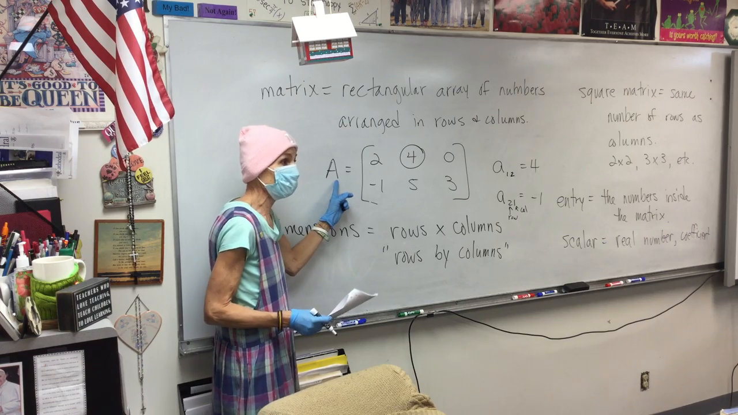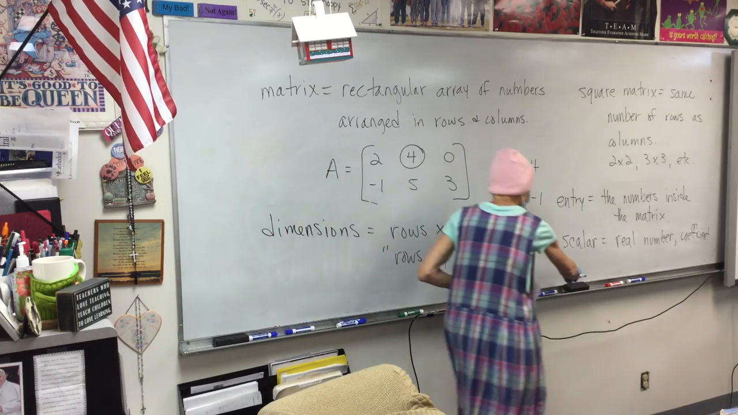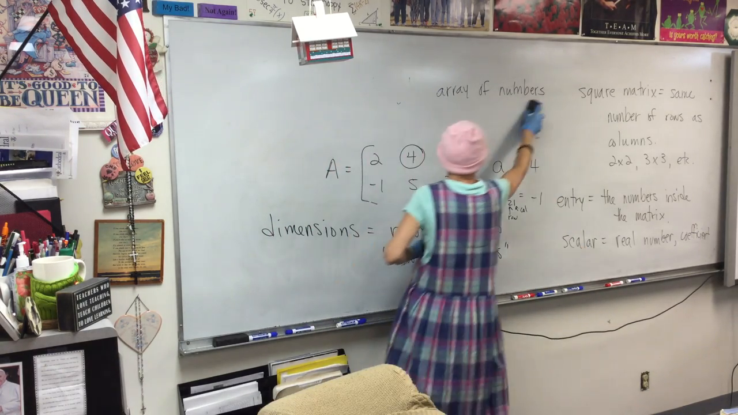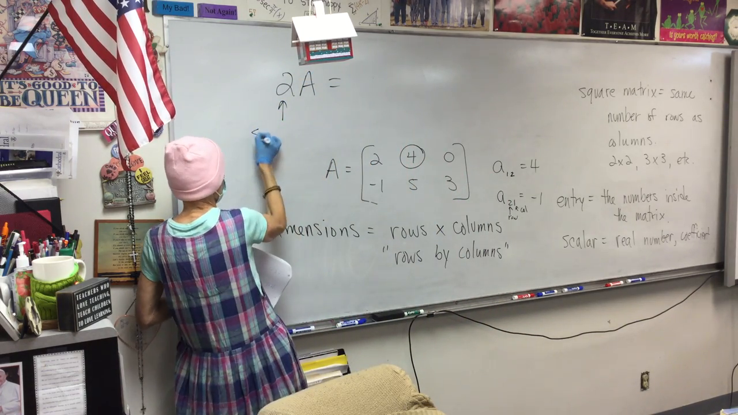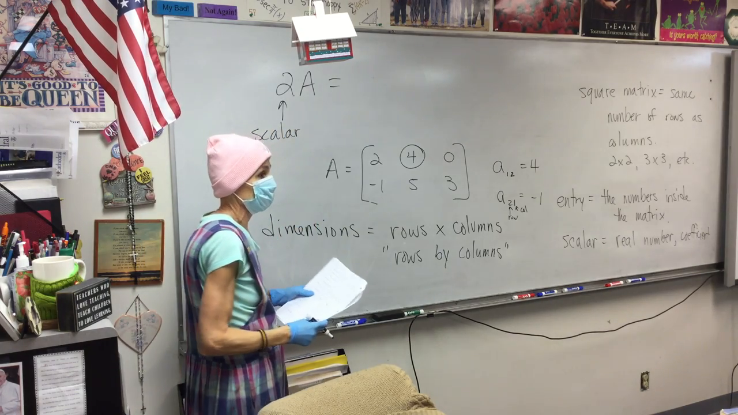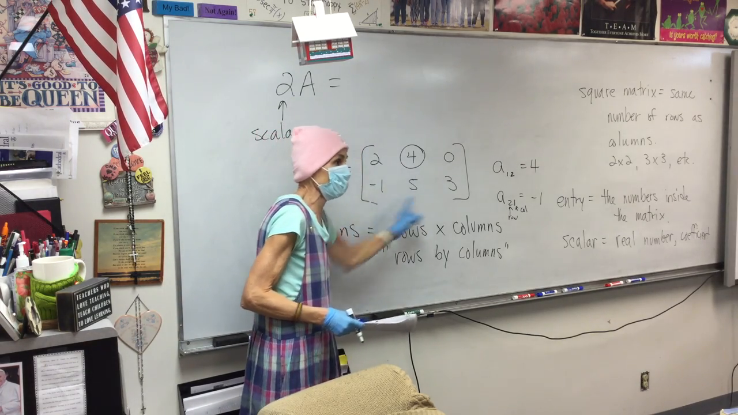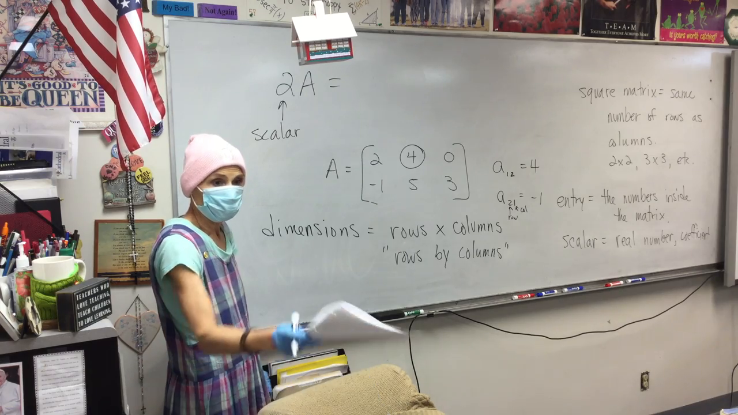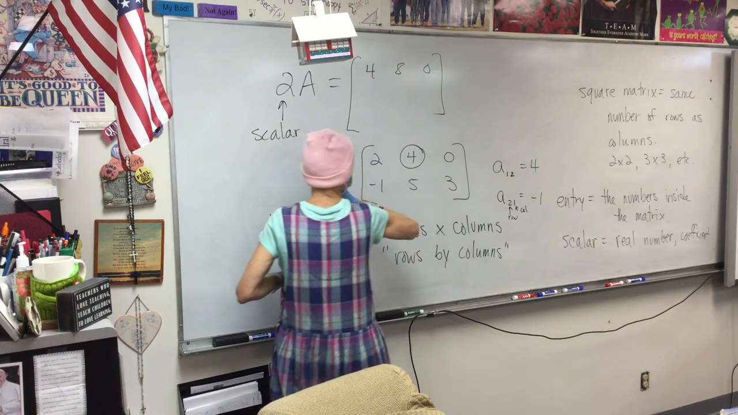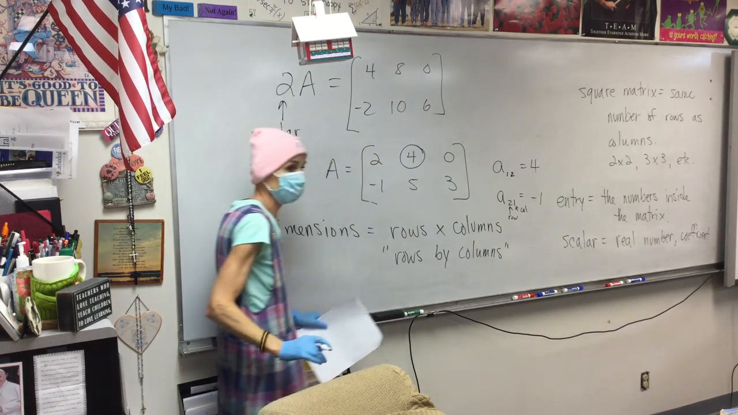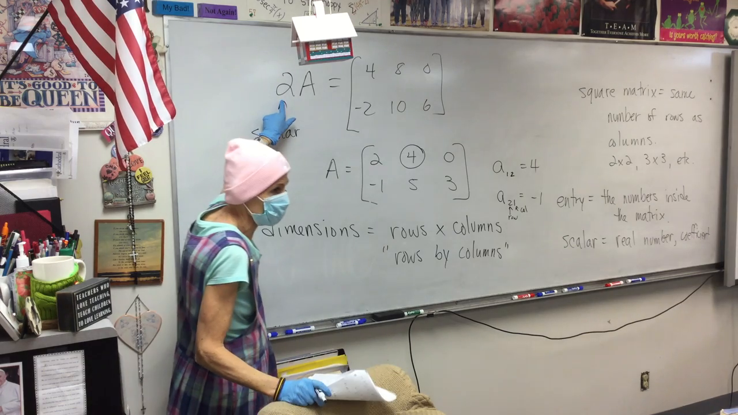So if I went back to my example matrix, I'm going to have to start releasing some of this. If I went back to my example matrix, this 2 would be a scalar. And guess what that 2 is going to do to the entries in matrix A? Multiply it by 2. So that would be 4, 8, 0, -2, 10, 6. That's called a scalar. It's just a coefficient. Fancy word.